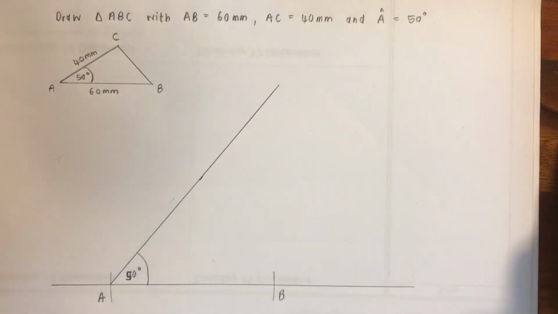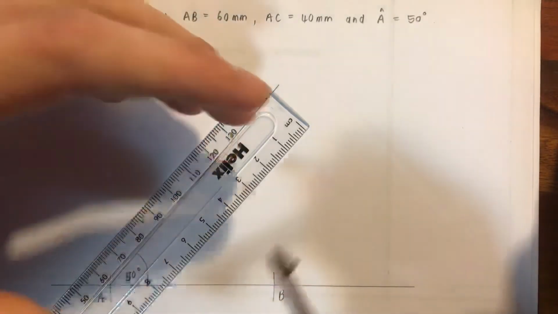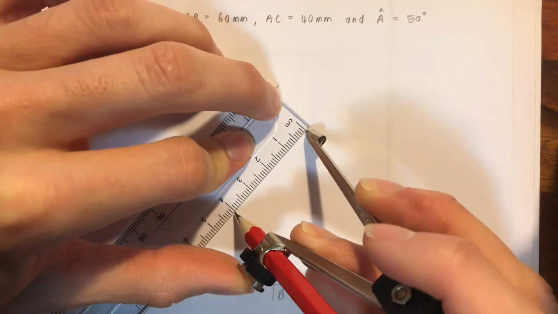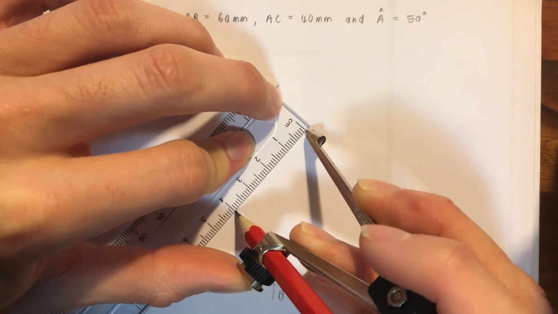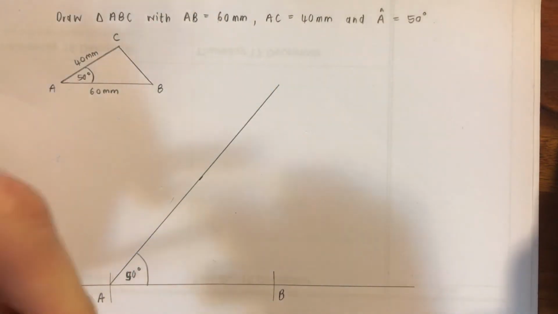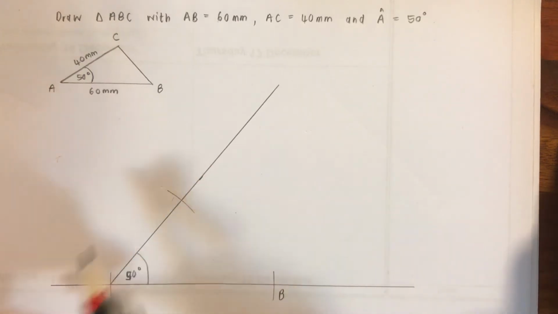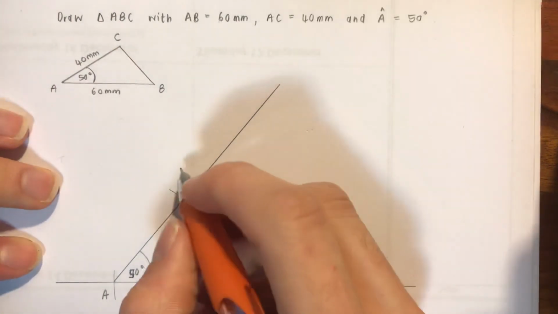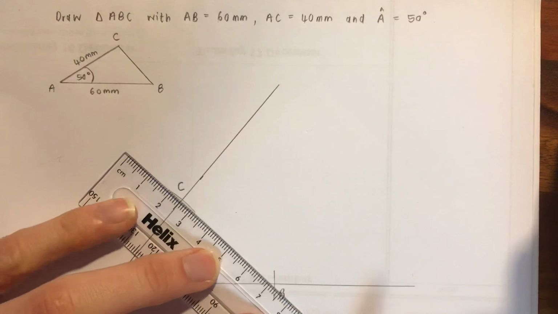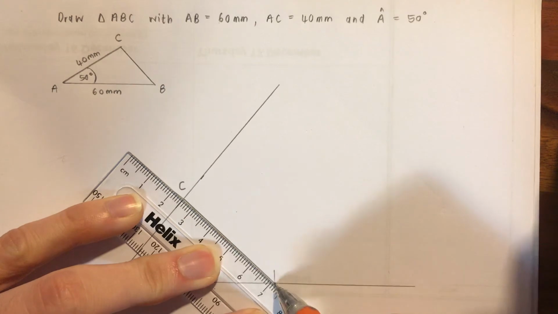And now we're going to measure 40 millimeters on our ruler. 40 millimeters. Make sure that it's very accurate. And then you place the tip of your compass on point A and you make your arc. So that intersection there is where point C will be. And then we connect B with C. And there you have it.